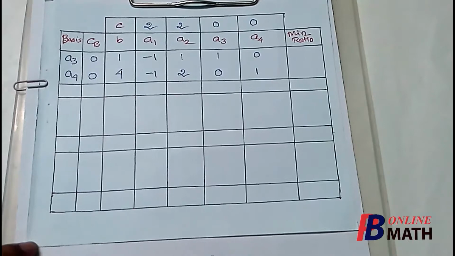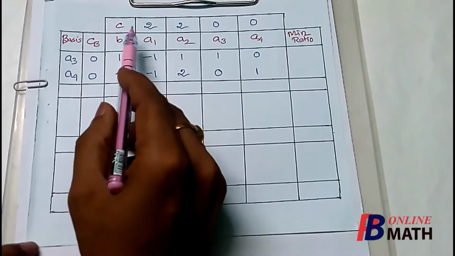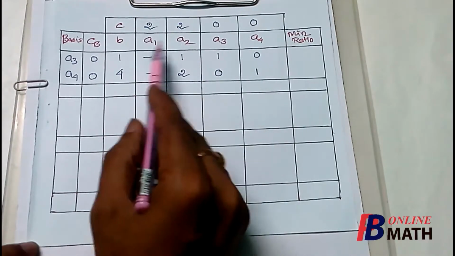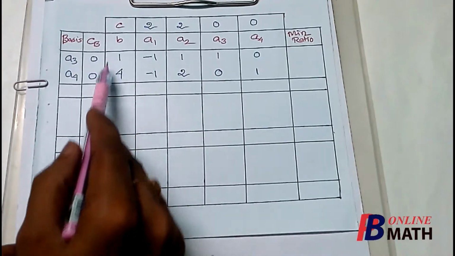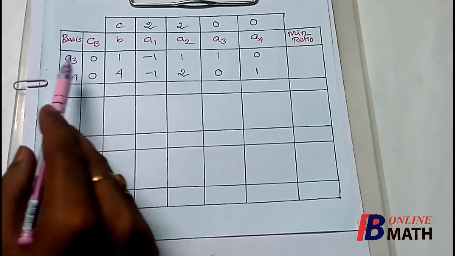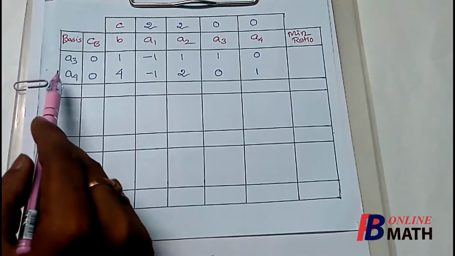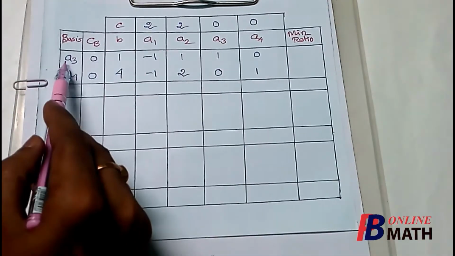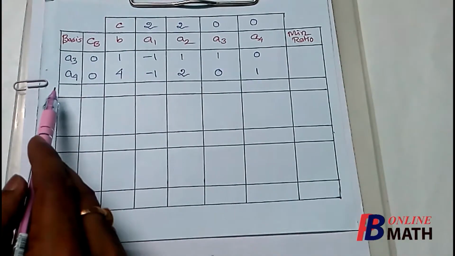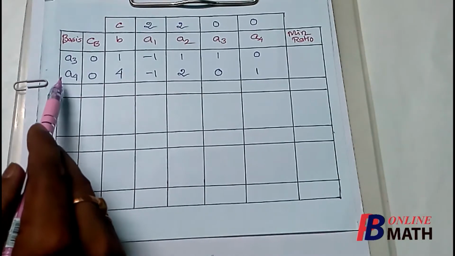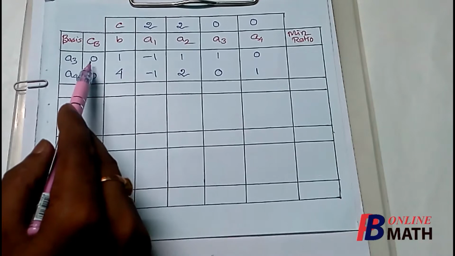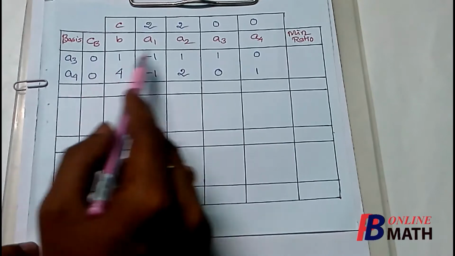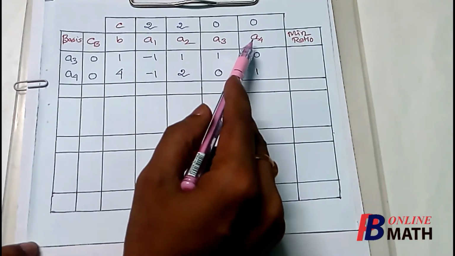So we have constructed the initial part of the simplex table. This is the cost vector 2 2 0 0. These four are the coefficient vectors a1 a2 a3 a4, and this is the b vector 1 4. And here we shall write the basic vectors, and as I have said, we shall select the initial basis as a3 and a4. So these two are our initial basis vectors, and these are the cost values corresponding to the basis vectors. So the cost value of a3 is 0 and cost value of a4 is 0.